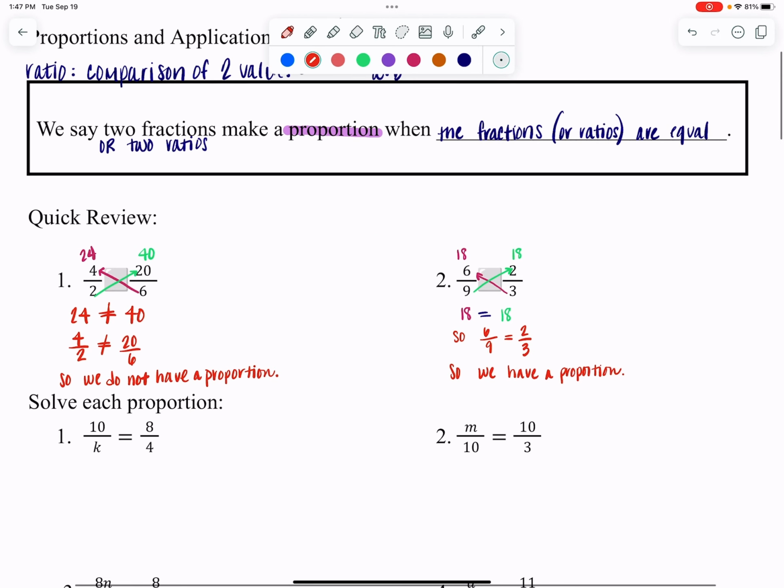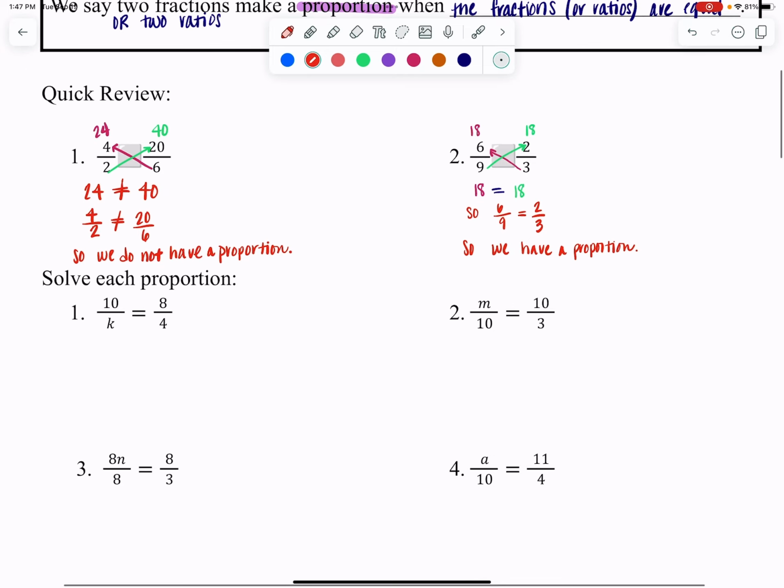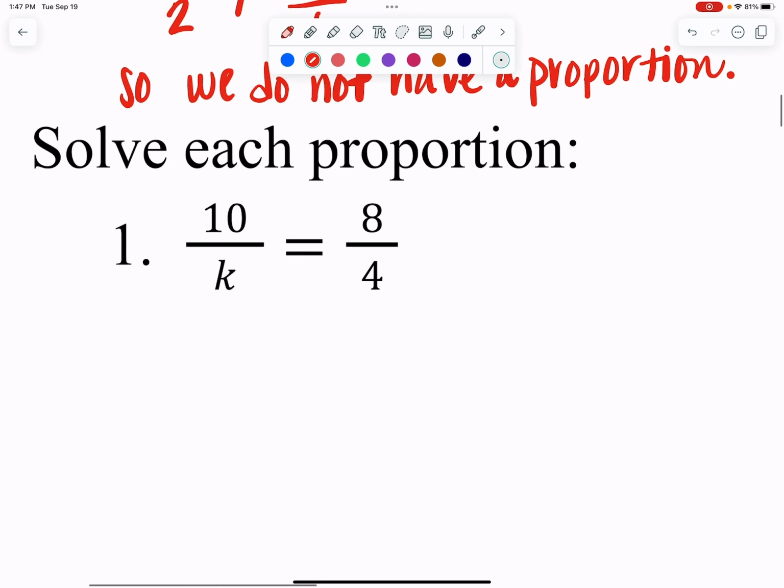So the test for a proportion or not: cross multiply. If you get equal products in both directions, you have a proportion. If you get different products, remember the product is an answer to a multiplication problem, you do not have a proportion. We're going to use the same idea in solving for missing values in a proportion.